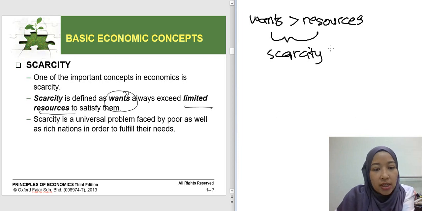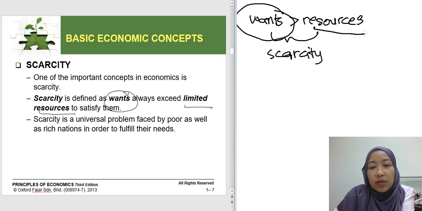Okay, so scarcity is a universal problem. Every country will face the same problem. Okay, regardless whether the country is an advanced country or lower income country, this problem will always be there. Okay, will always occur. So that's why economy exists in every country. Every country needs economy, needs management of resources. Okay, so how do we make sure that we can fulfill our wants? We need to manage our resources.